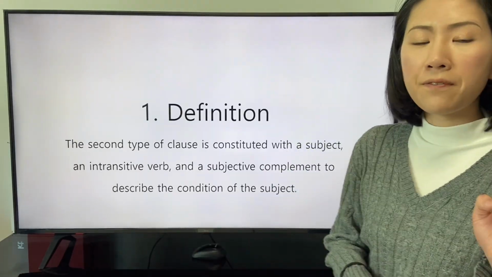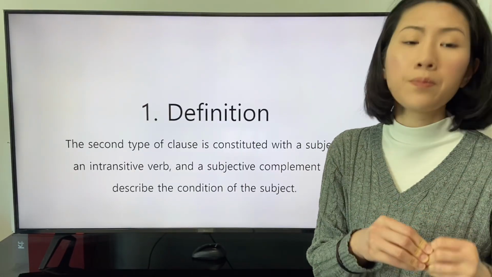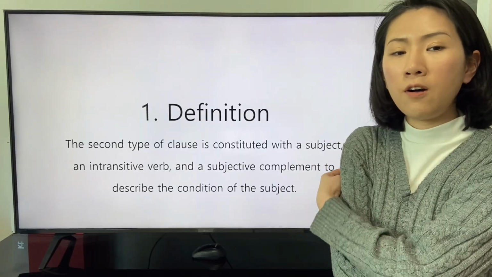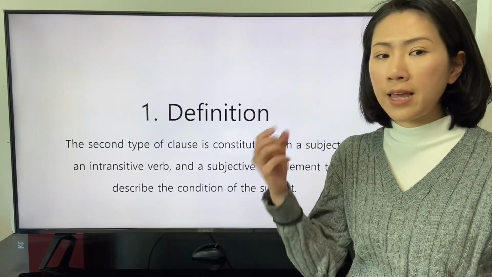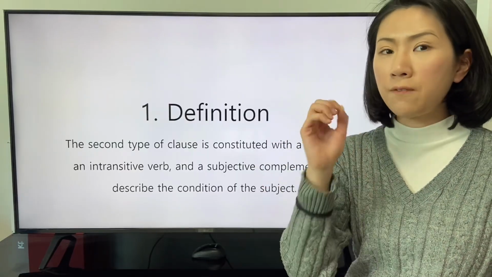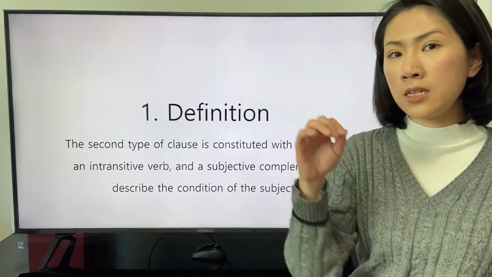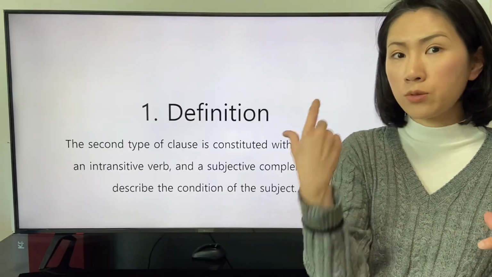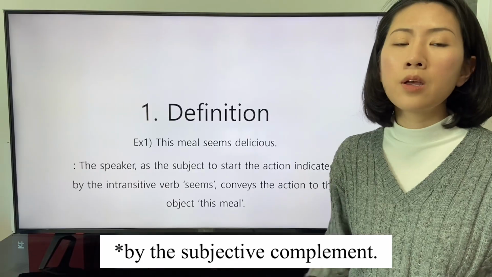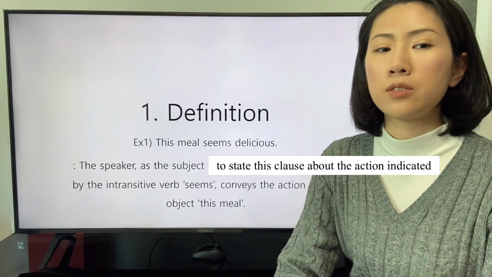The second type of clause is constituted with a subject, an intransitive verb, and a subjective complement to describe the condition of the subject. The fact that the subjective complement is applied is that the subject of the clause exists. The fact that the subject exists is the premise for the description about the condition of the subject. There is a clause. This meal seems delicious.